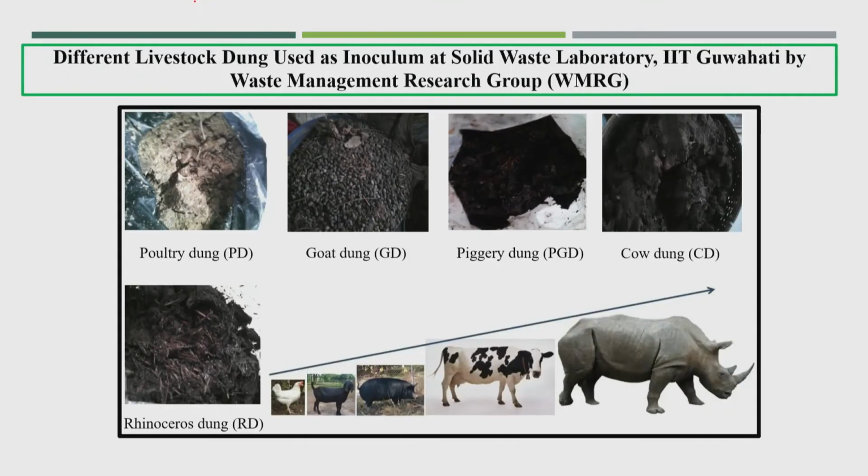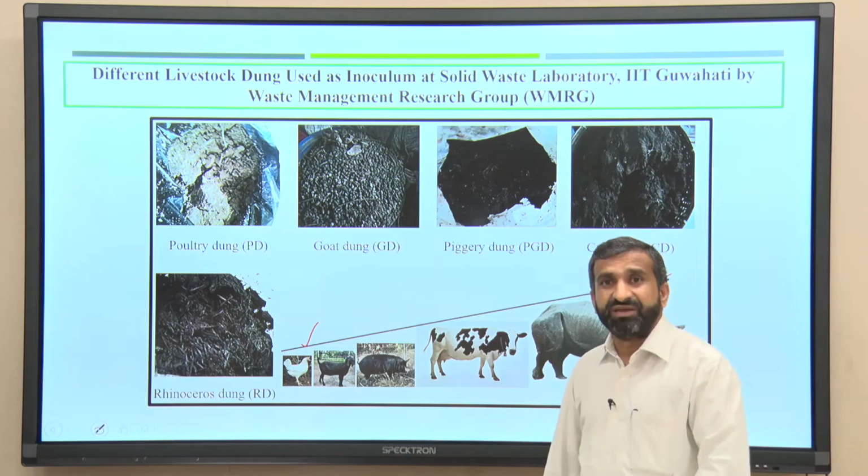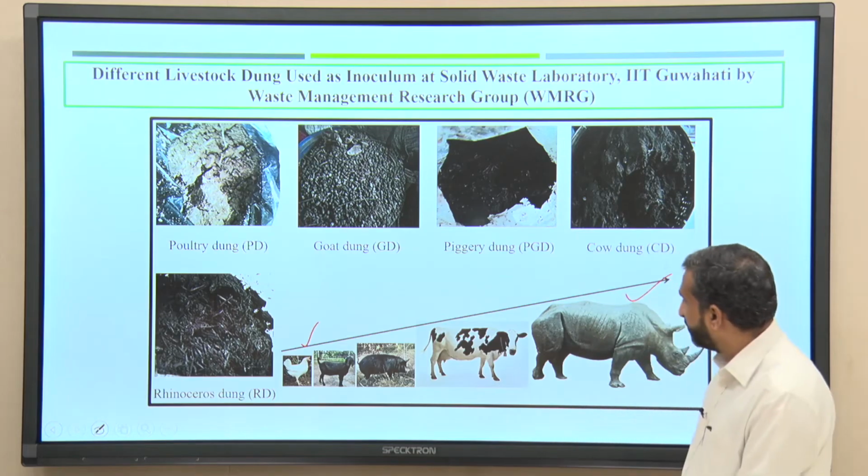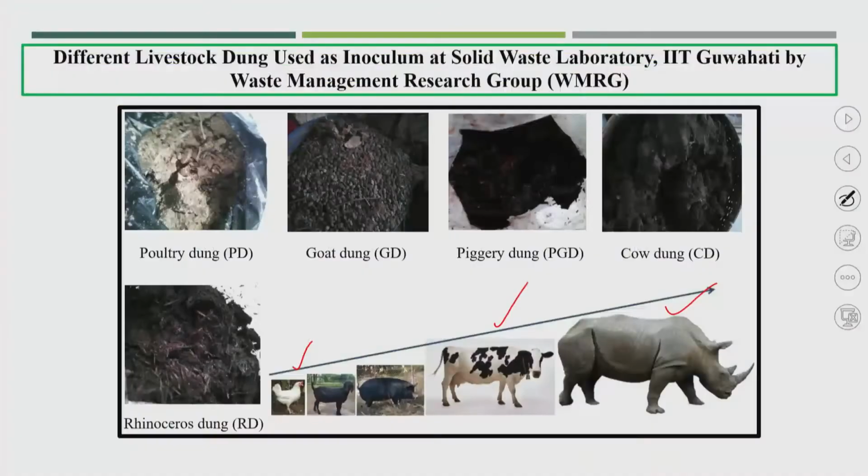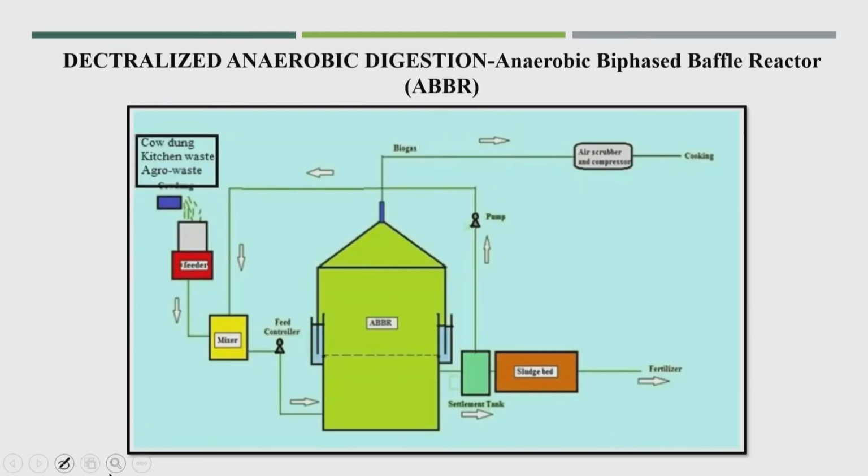Some research has also been done on different kinds of cattle dung, comparing smaller cattle to bigger cattle, to see how their dung is beneficial for biogas production. It was found that cow dung is the best for the degradation process.